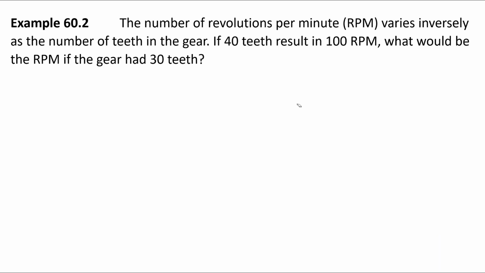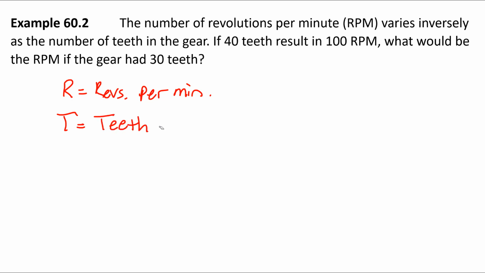All right, so here's another example. The number of revolutions per minute varies inversely as the number of teeth in the gear. If 40 teeth result in 100 RPMs, what would be the RPMs if the gear had 30 teeth? All right, here's another situation where I do not want you to use multiple letters to represent one variable. So do not use RPM to represent revolutions per minute. Those are the units that you will have for your answer, but you would not want to use 3 letters to represent one quantity. So just to remind myself what my letters mean, I'm going to say that R is equal to revolutions per minute, and I'm going to let T be the number of teeth.